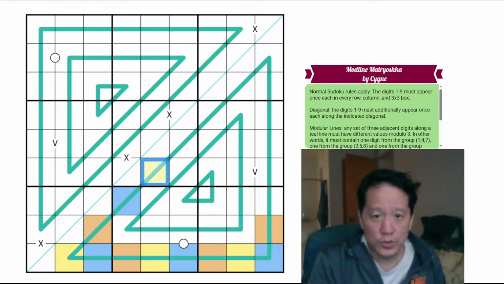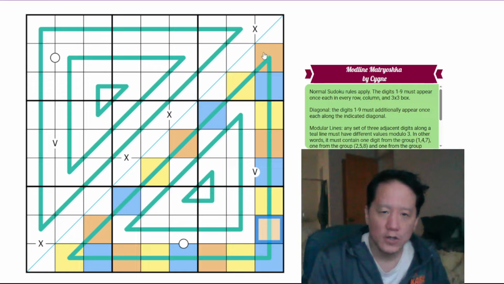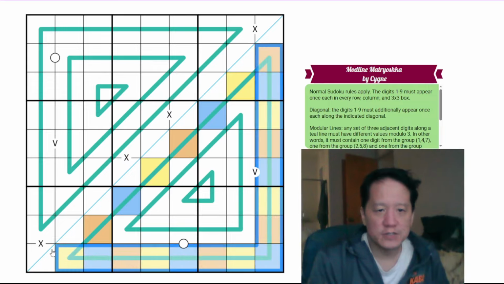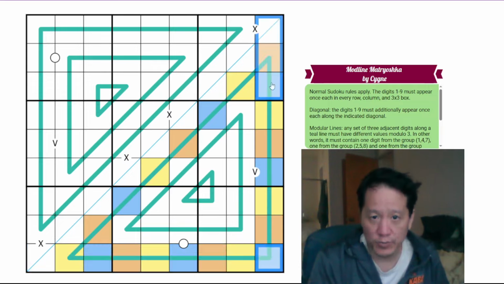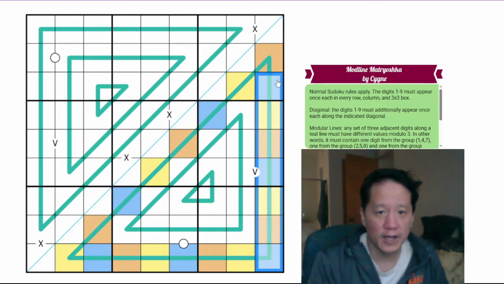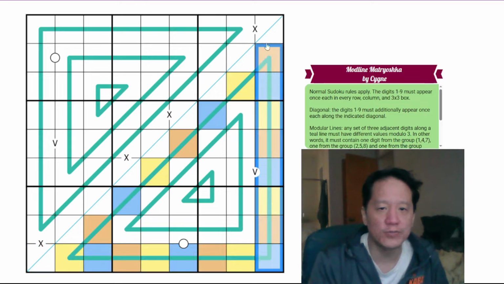So blue, yellow, orange, blue, yellow, orange, blue, yellow, orange. Oops, that's not orange. This is orange, and this is blue, yellow, and we get back to orange, right? Now, the interesting part of this is that along row 9 and column 9, we have 3 blues and 3 yellows in row 9, and 3 blues and 3 oranges in column 9.